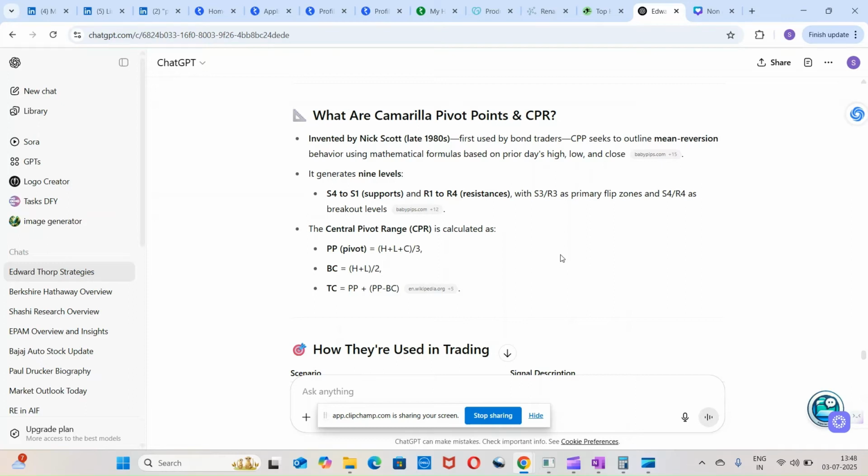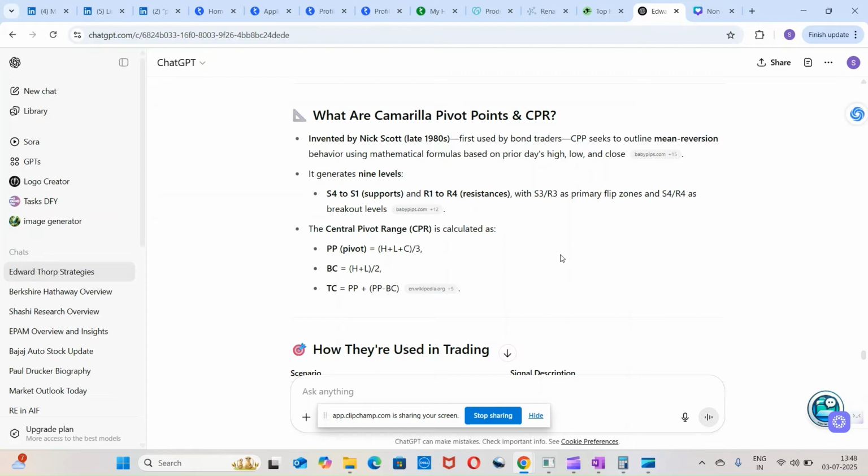This CPP, the Camarilla pivot point, will outline this mean reversion behavior using mathematical formulas. These formulas are based on prior days: the previous day's high, low, and close are very crucial in Camarilla pivot points, and are used to find the S4 to S1 and R1 to R4 levels. The main strategy is that it generates eight levels, S4 to S1, which act as support, and R1 to R4, which act as resistance.